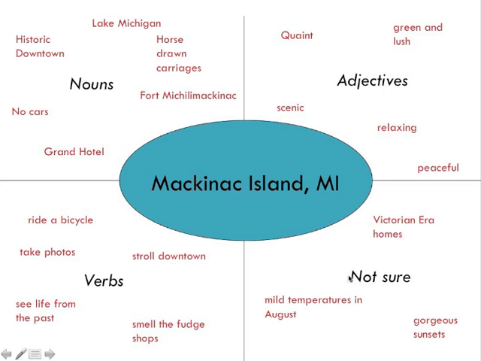Now, here are a few I wasn't sure where to put. Obviously, I'm doing this for the purpose of the activity, but for example, Victorian-era homes could also have gone into the nouns category. I'm just indicating that if you weren't sure what the part of speech was for these particular ideas, then you can put it in this quadrant too. Hopefully, you came up with a lot of specific ideas and words to use to describe your place.